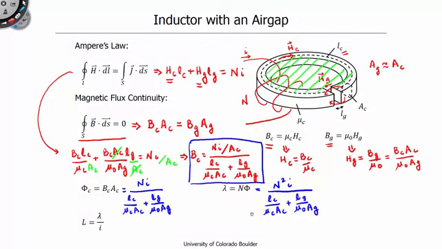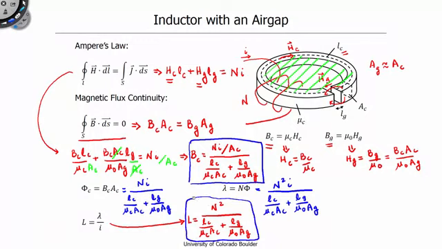Once we have the flux linkage, we can calculate the inductance by dividing the flux linkage by the current I, and that gives us that L is equal to N squared over LC over mu C AC plus LG over mu naught AG. Well, we've computed an expression for L that now seems even more complicated than when we simply had a core without an air gap. So what's the whole point?